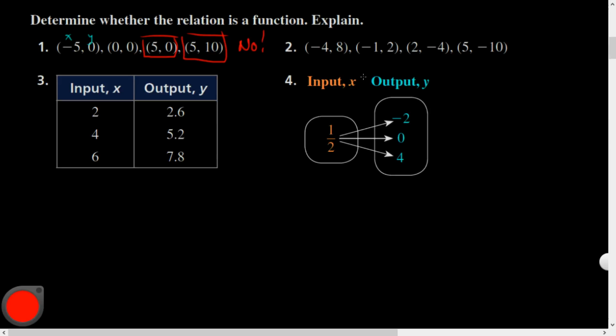All right. How about 2? Let's have Amity. Yeah. Let's see. Function or not a function? For problem 2. Let's see. -4 always gives me 8. -1 always gives me 2. 2 always gives me negative. I think it's a function, right? It's a function because it has exactly one output for every input, right?